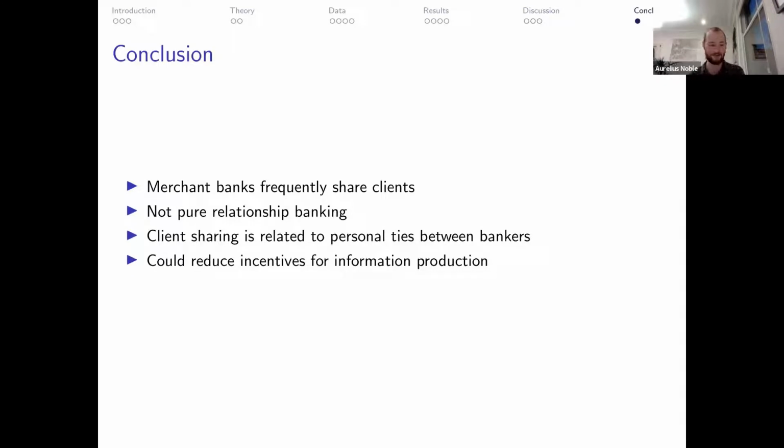What are the central conclusions that I want to take away? What this is showing so far to me is that the idea that relationship banking applies in a purer sense here is clearly not the case. Client sharing is frequent and prominent across the sector. And not only that, it's clearly related in some ways to collaboration or personal ties between merchant banks, shared financial interests, shared social ties, and this means that probably there is redundant information being produced, or an over-reliance on the information of other merchant banks.